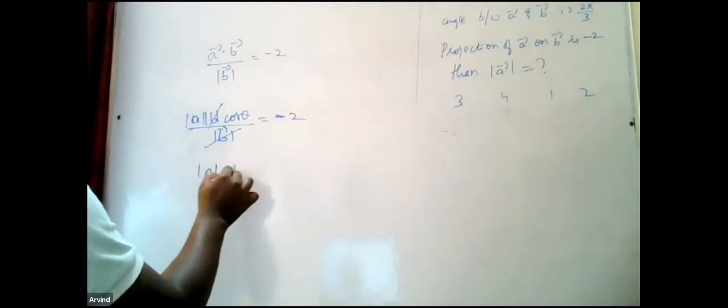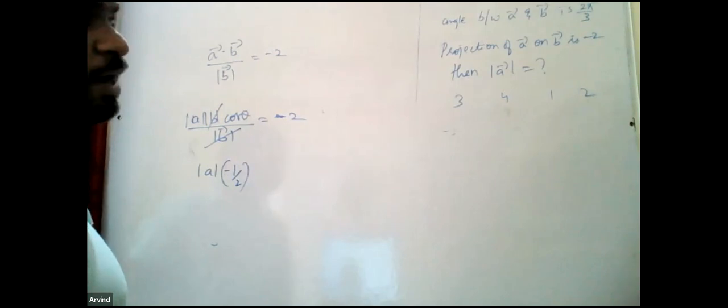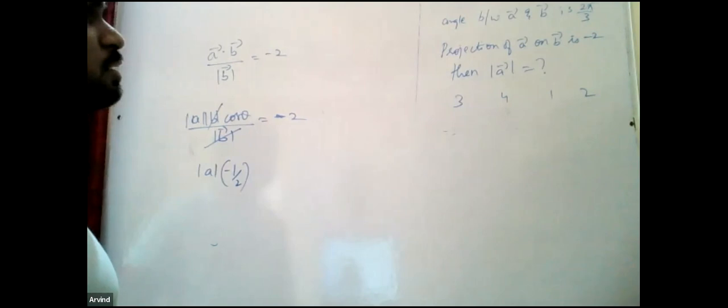That will be, I guess, -1/2. 2 pi by 3 is 360 by 3, which is 120. So you get 120, cos of 120 degrees. So you get -1/2 equals -2, minus cancels, the other a value will be 4. Yeah, that's correct.